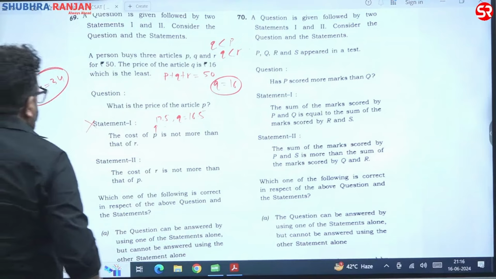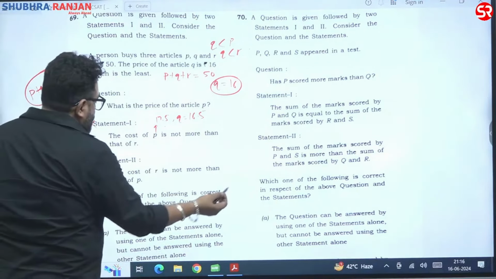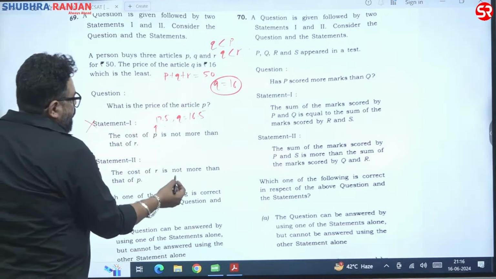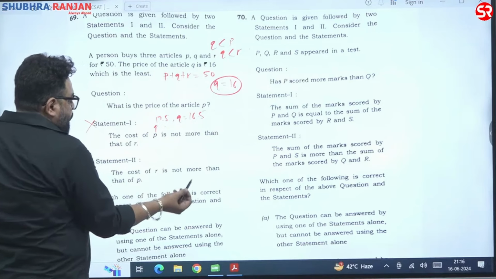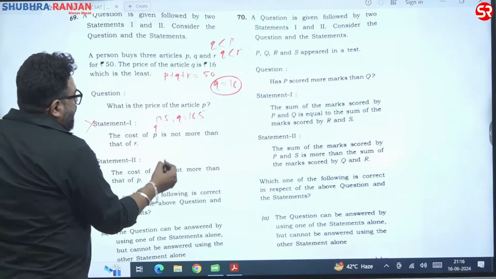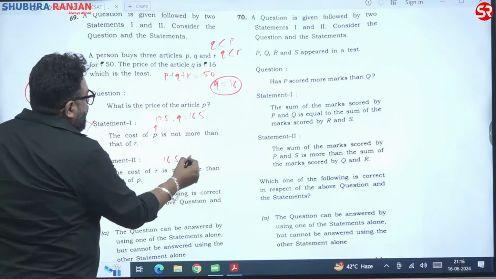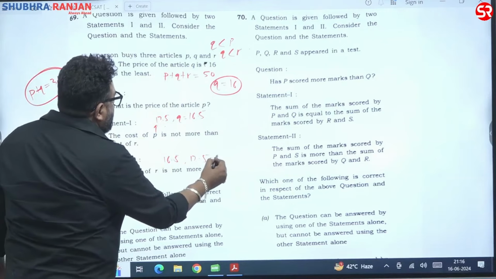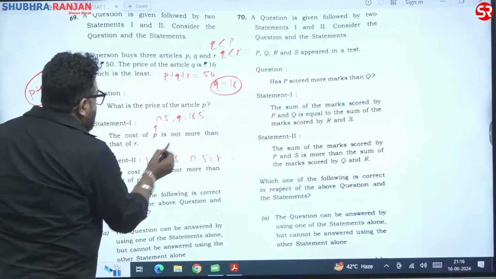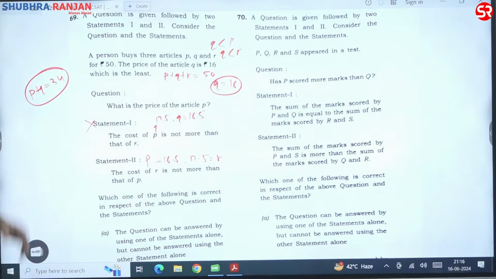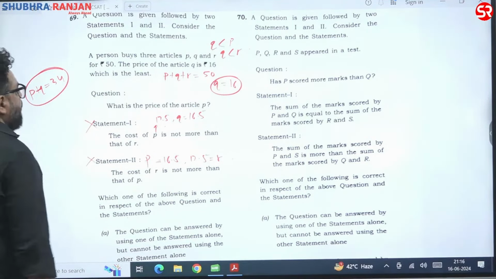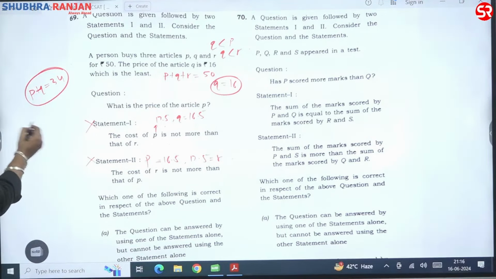Similarly, second statement, cost of R is not more than P. So cost of R is not more than P. So चलो उसमें क्या कर लेगा? लो इसमें है R is equal to 17 and P is equal to 16.5. So it is possible. ऐसा भी कुछ नहीं है. So not possible. Then if I combine them together, P is not more than R. P is less than equal to R. That is the meaning.